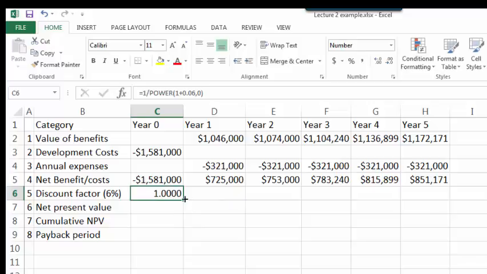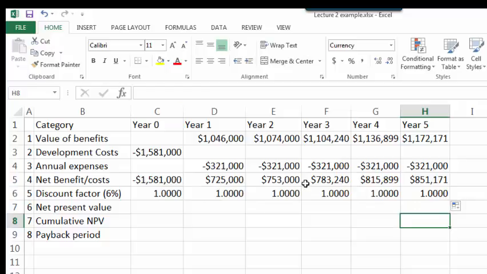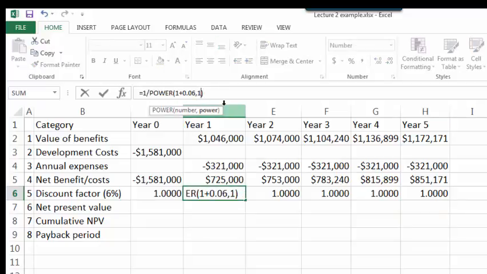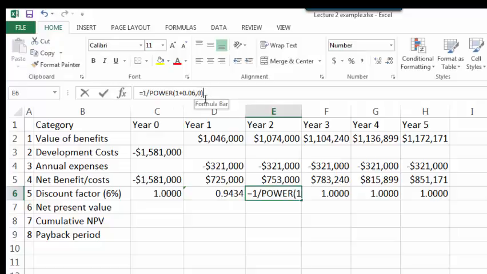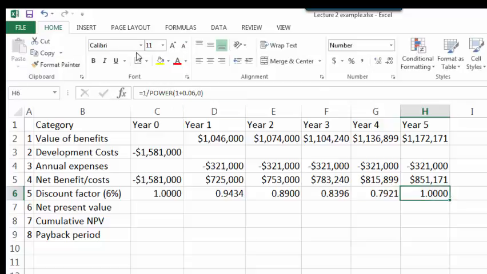Okay, you copy this formula to the other cells, but the others are different. In the first one you don't need to make any adjustment, but for the others, because the year number increases every year, you need to modify the formula: change this to be the first year, this to be the second year, third year, fourth year, and the fifth year. So now you have the discount factor.